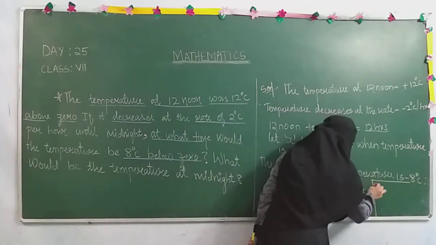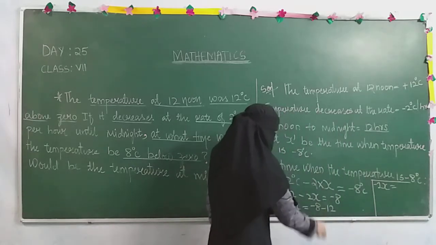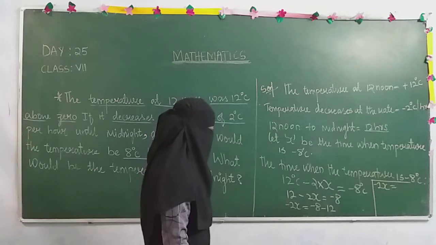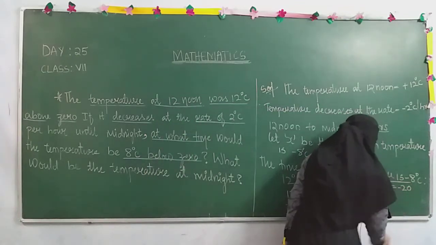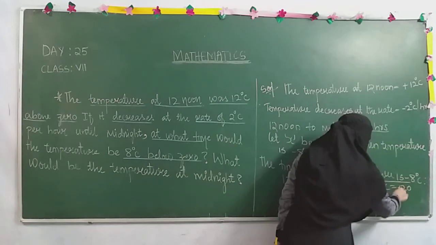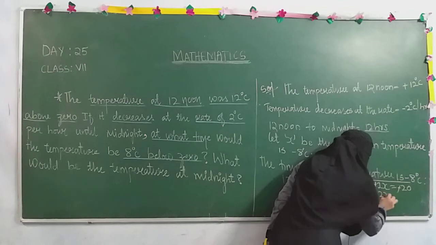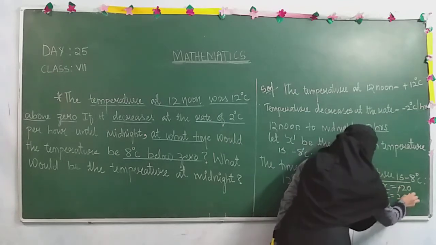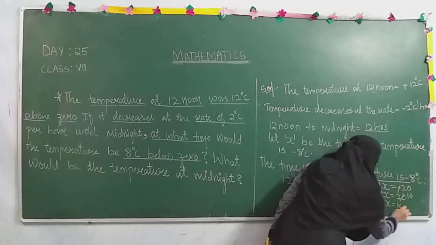Then minus 2x equals minus 8 minus 12. Both are negative, so we have to add. 8 plus 12 is nothing but 20, minus 20. So both minuses get cancelled. Now it becomes 2x equals 20. Now 2 ones are 2, 2 tens are 20. So x equals 10.